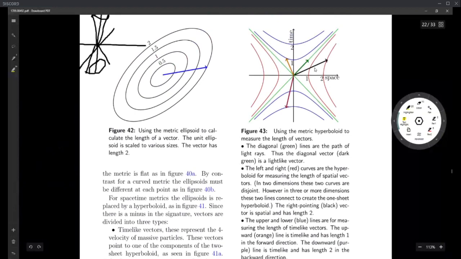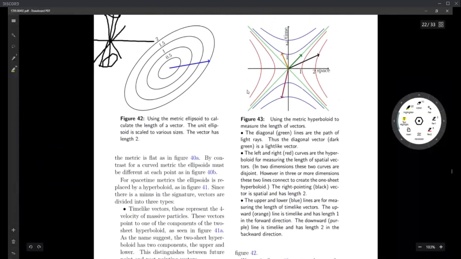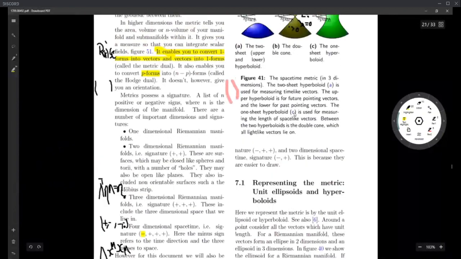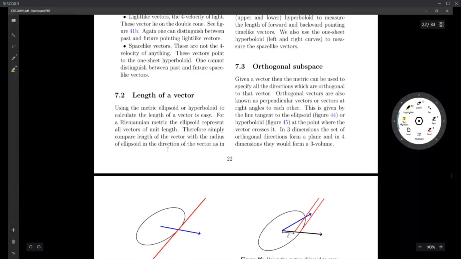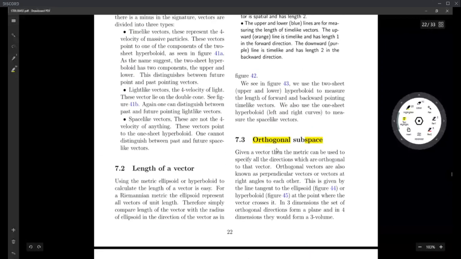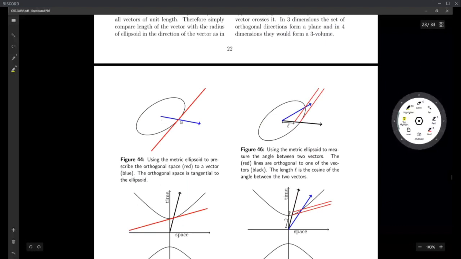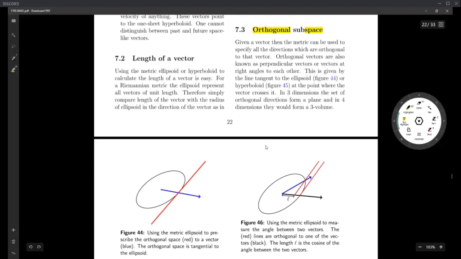This is yet another representation. I'm not really going to go into detail here, but you're more than free to look at it. It's basically just a superposition of all these three onto a two-dimensional graph, one plus one dimensions, essentially. Right. So we've been dealing with a lot of spaces. As usual, we'll just use a bit of etymology. Orthogonal means perpendicular. If you're given a vector, then the metric can actually be used to specify all the directions that are perpendicular to it. So you can collect these vectors at a point, and you can form a plane around them. And this plane is called the orthogonal subspace. So if you have a vector, this is your metric, and using this you can find out what's orthogonal to the vector, and you can thus create a plane out of it, right?